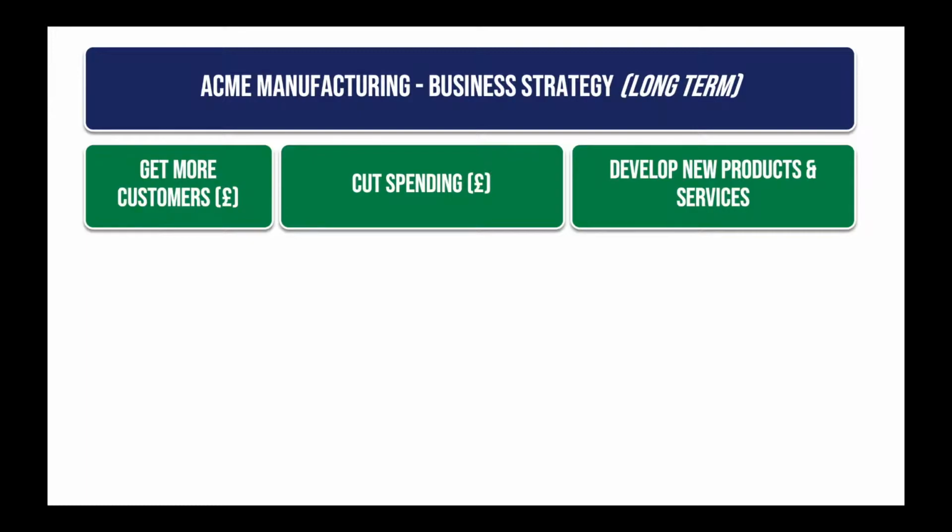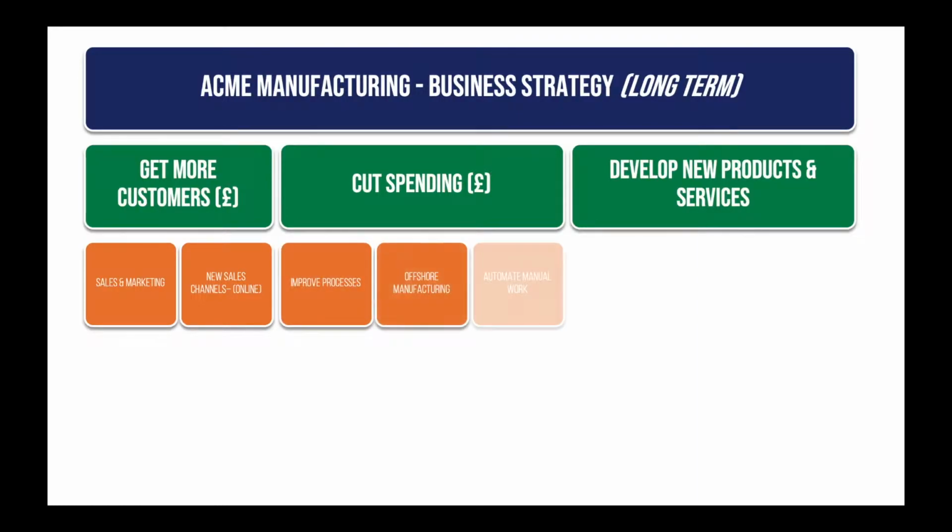So for getting more customers, Acme is going to look into invigorated sales and marketing efforts. They're going to explore new selling channels, and for this particular example, they are going to look at online selling. To cut their costs, they are going to improve and streamline their processes. They are going to shift their manufacturing to an offshore location where it is cheaper to manufacture their key products, and they're going to automate some of the manual work they're still doing, so the cost of the human element goes away.